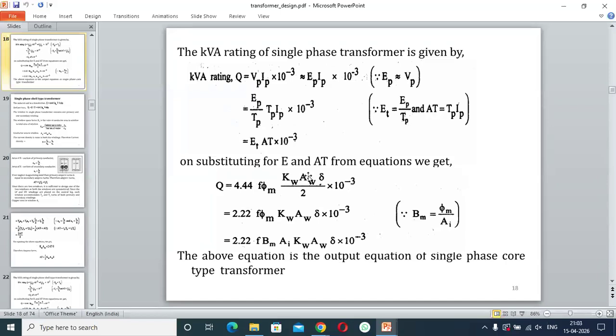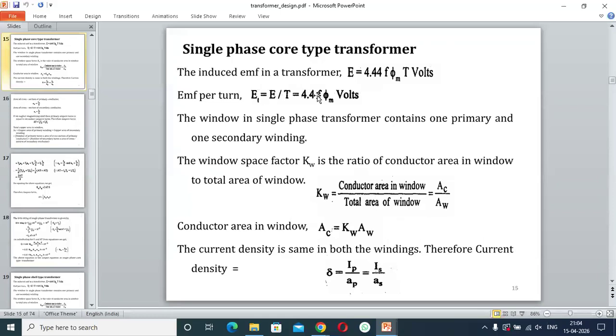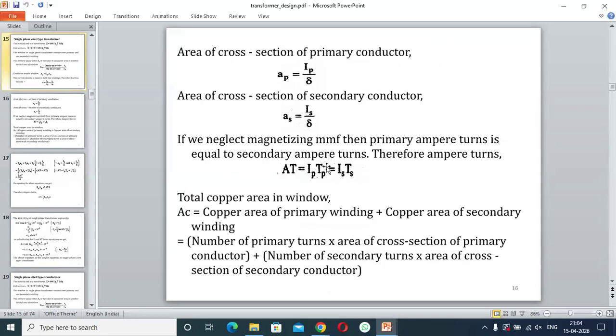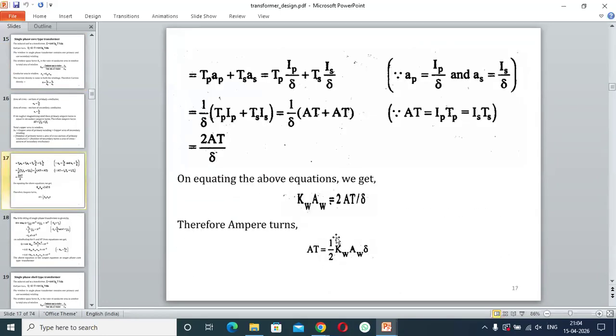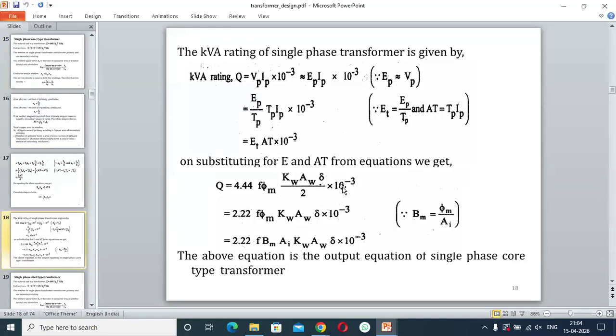So on substituting Et and AT from the equations we already have. Already we have the value of Et, which is 4.44 f phi m, and AT is equal to 1 upon 2 kW Aw delta. Now we put these values in this equation. So now our kVA rating becomes 4.44 f phi m, and the value of AT, which is kW Aw delta divided by 2, multiplied with 10 power minus 3.